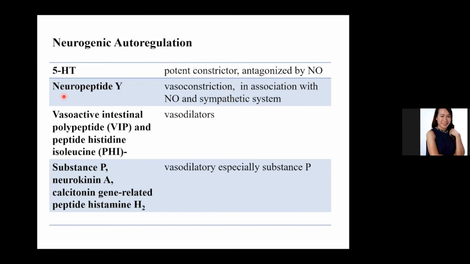We also have your neuropeptide Y. This neuropeptide Y will cause vasoconstriction, and it is in association with nitric oxide and the sympathetic system. We also have your VIP, which stands for vasoactive intestinal peptide, and your peptide histidine isoleucine. These are also vasodilators. We have substance P, neurokinin A, calcitonin gene-related peptide, and histamine, which are vasodilatory, especially substance P. Your substance P is related to pain.